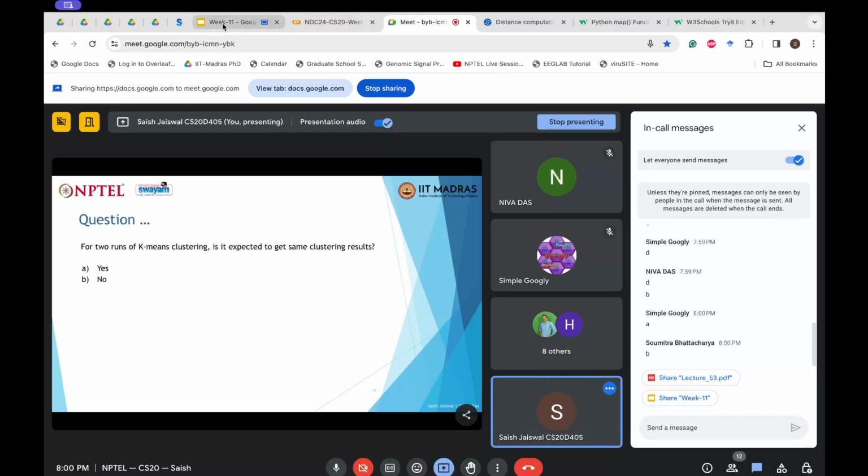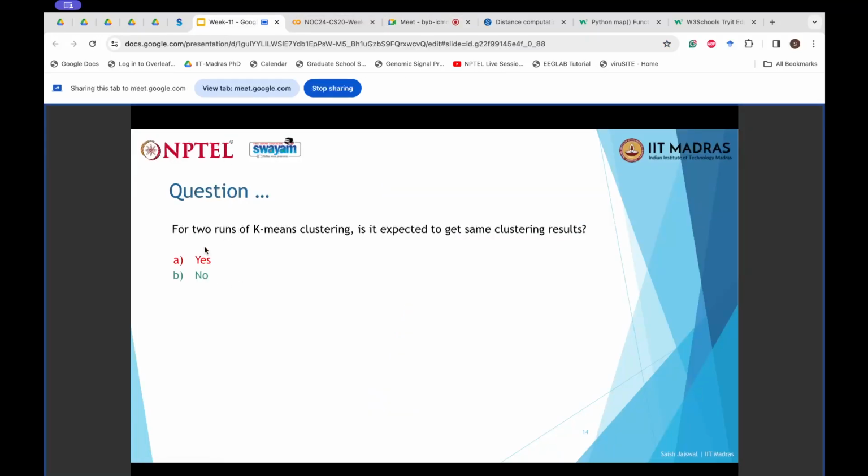So yeah, it depends. For two runs of k-means clustering, is it expected to get the same clustering results? No. But this question didn't specify if the parameters were going to be different. Yes, that's what I was coming to. The question is not well formed actually. They should be specifying that the seeds are not fixed over here. If the seeds are fixed, then yes, the results are going to be the same. But implicitly it is given that in every run the seed might be different. So in that case, no is the correct option.